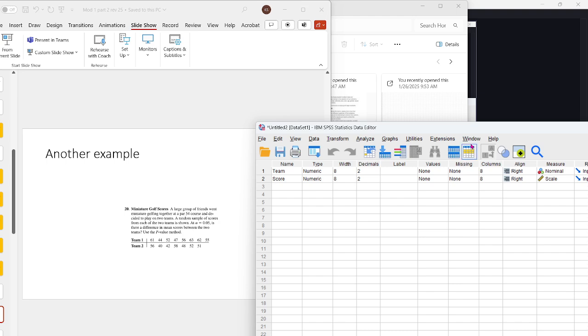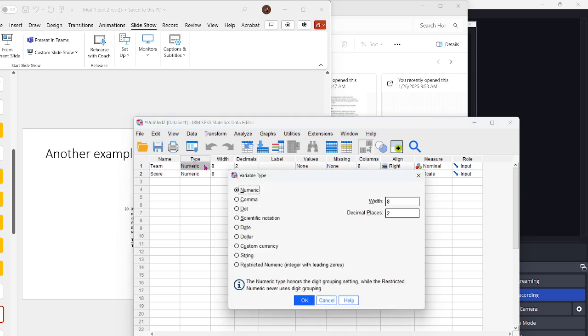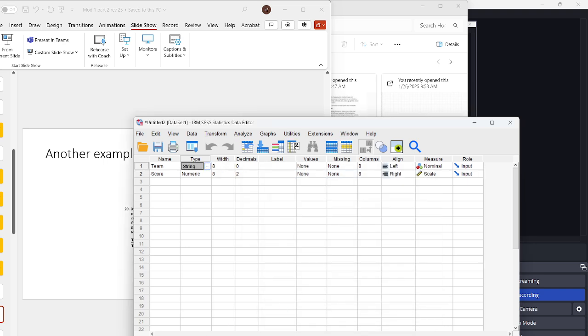Oh, you know why? I do know why. Because I did type numeric. You need to change this to string. There we go. Now it should be happy.